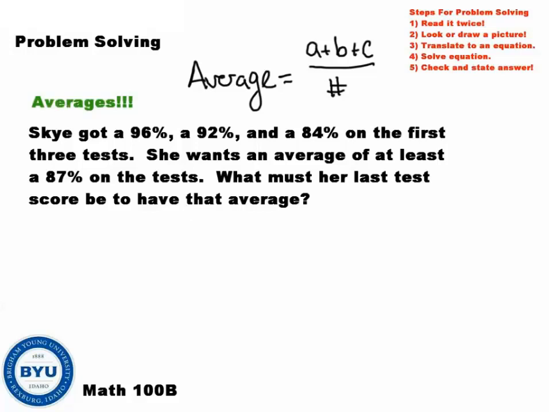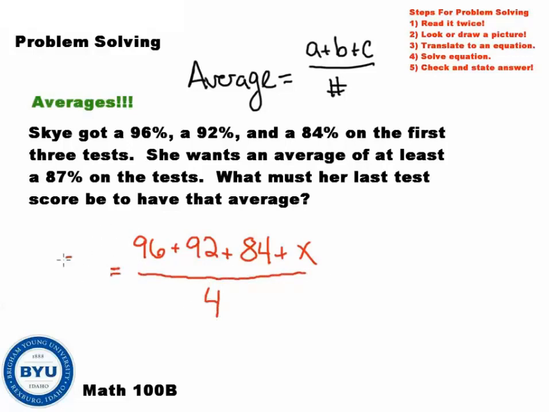Okay, so to do an average, we add up the values. So I do 96 plus 92 plus 84 plus that last test score, which we don't know. To find the average, I would divide all those by 4 because there are 4 tests, and that would equal the average, which she wants to get, an 87.